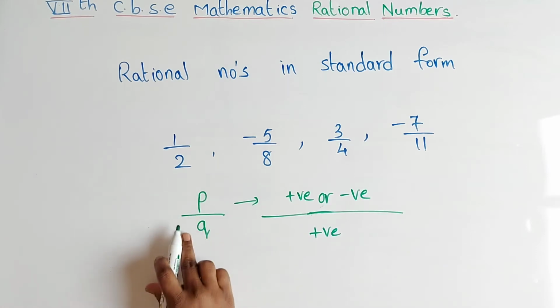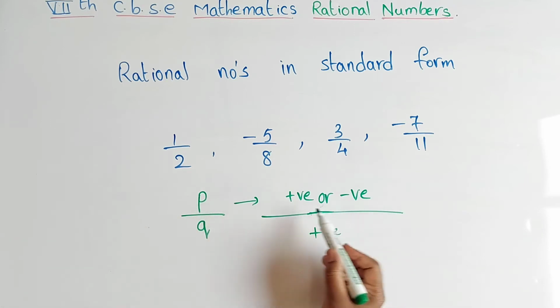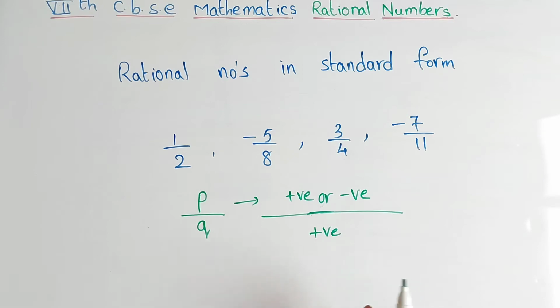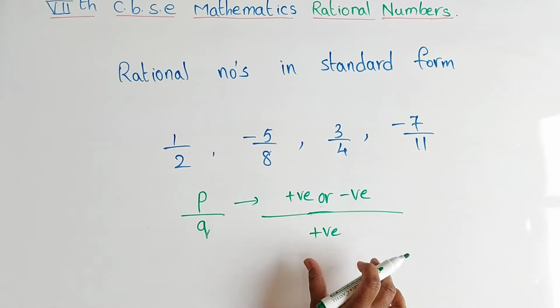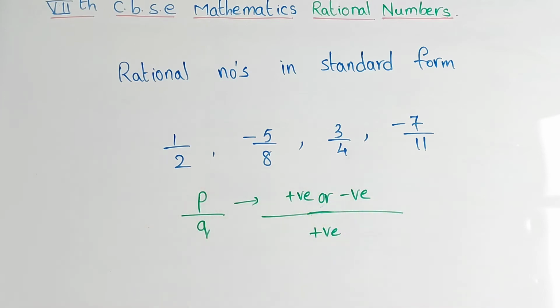That means if a rational number is in the form p by q, p can be positive or negative, but q should be a positive integer. Always the denominator should be a positive integer, children.